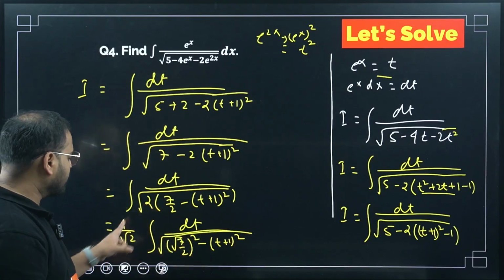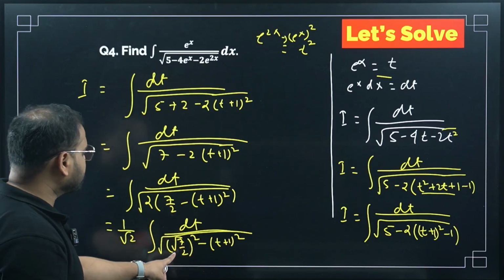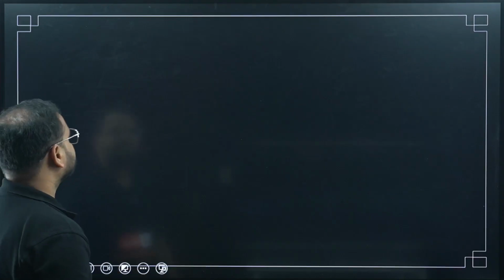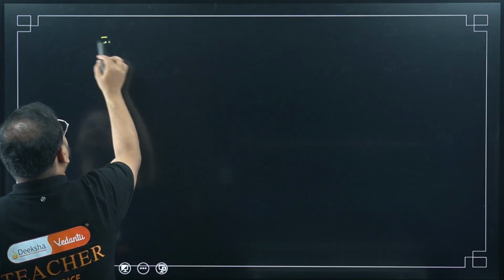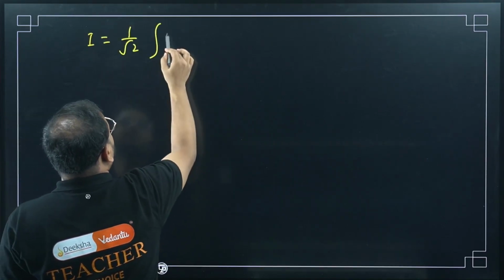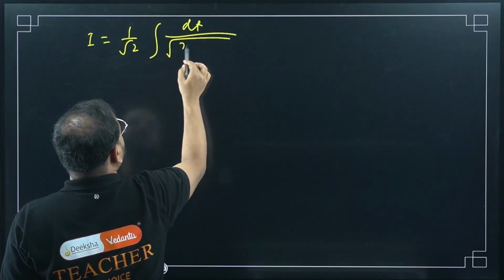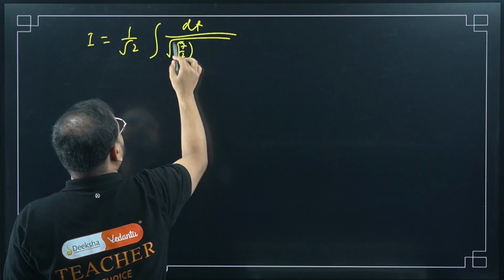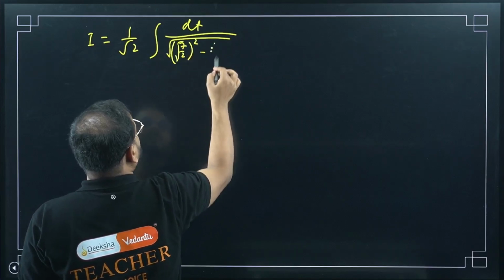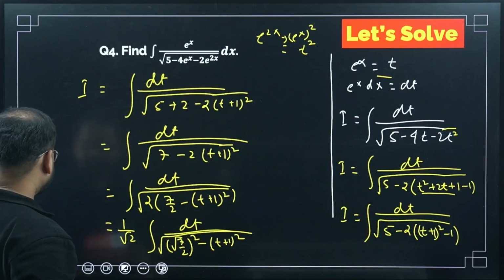I have taken this 2 outside. So root 2 is outside. I can write this 7 by 2 as (root 7 by root 2) the whole square. It becomes a square minus x square. I write it over here. So my integration I has become what? 1 by root 2 integration of dt, there is no limit over here. So this is simply what? Root of (7 by 2) the whole square minus (t plus 1) the whole square. Am I right? Yes. Okay.